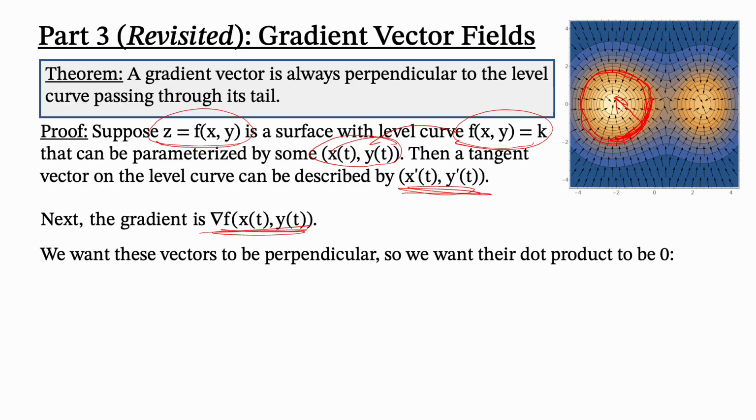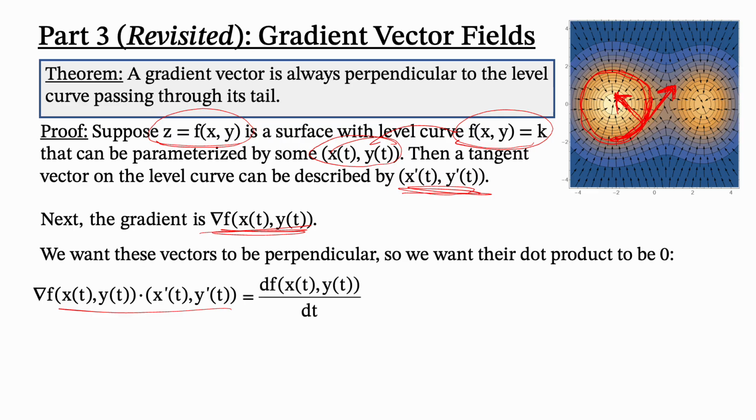We want the gradient vector to be perpendicular to the level curve passing through its tail, which would be the same as saying that the tangent vector to our level curve and the gradient vector are perpendicular. We want their dot product to be 0. So let's take their dot product and see what happens. We set up the dot product between the two, crossing our fingers that it eventually works out to 0.